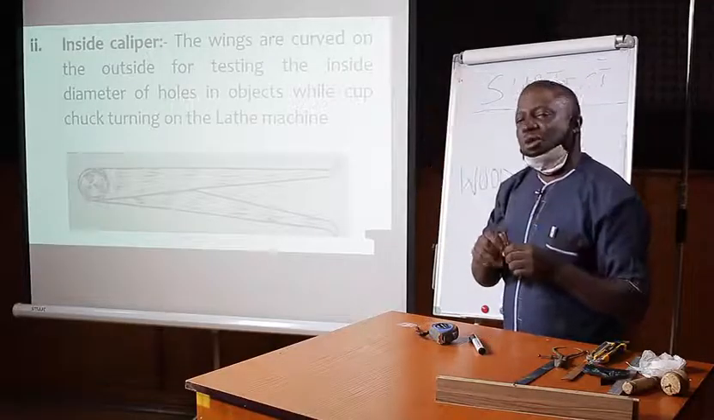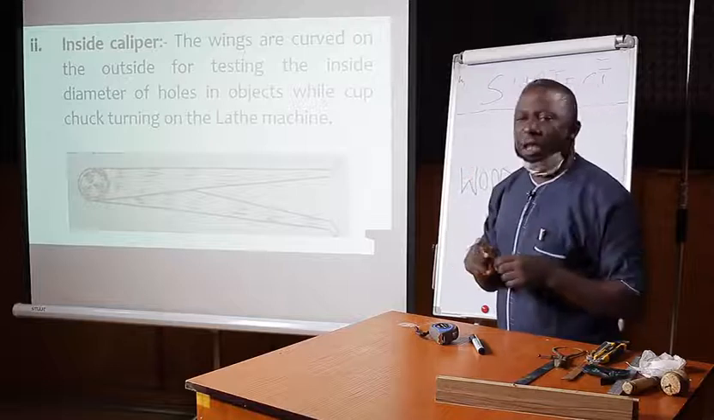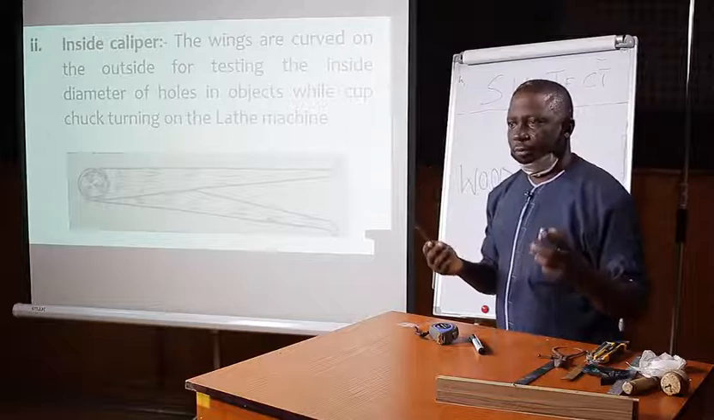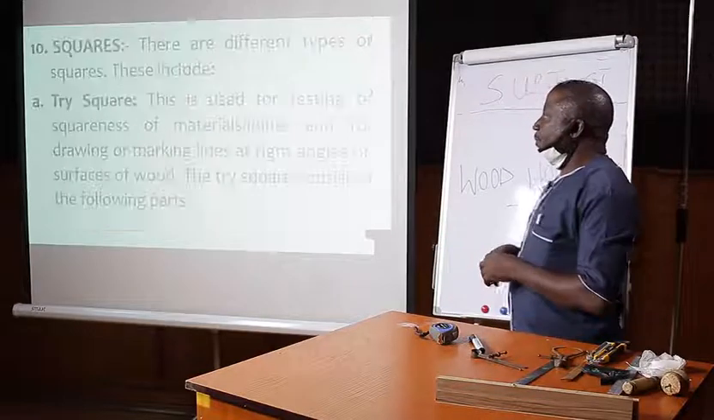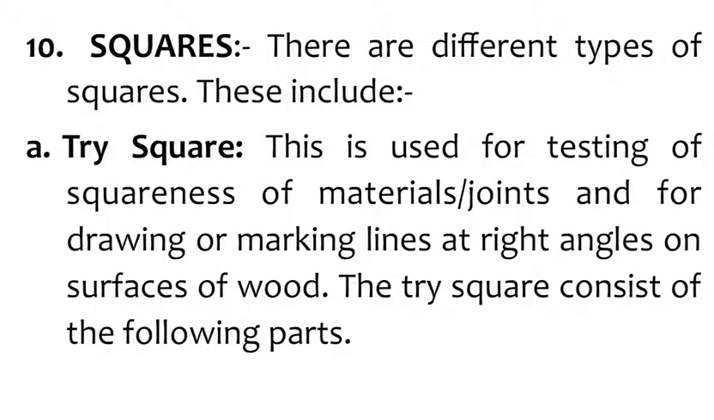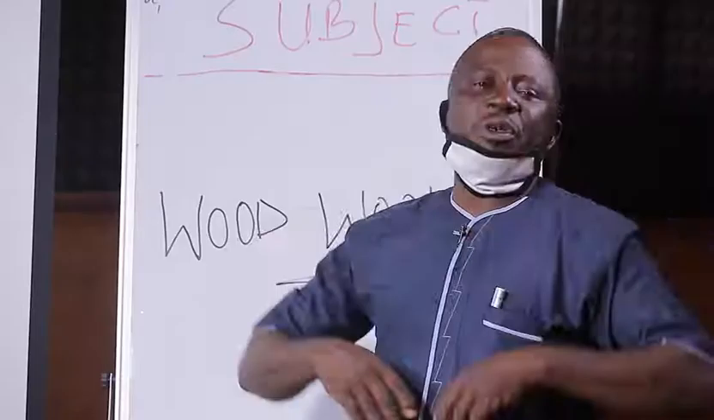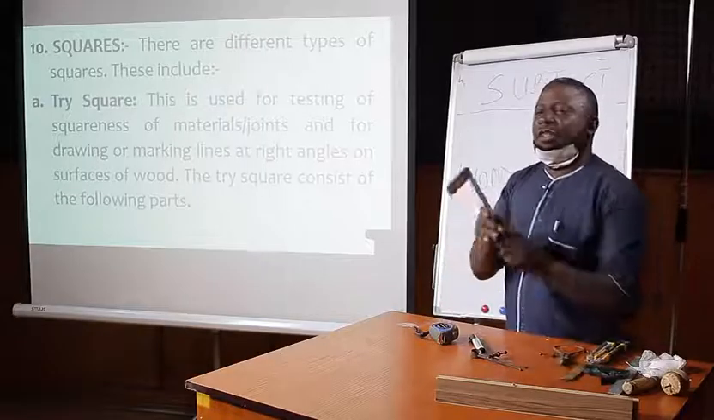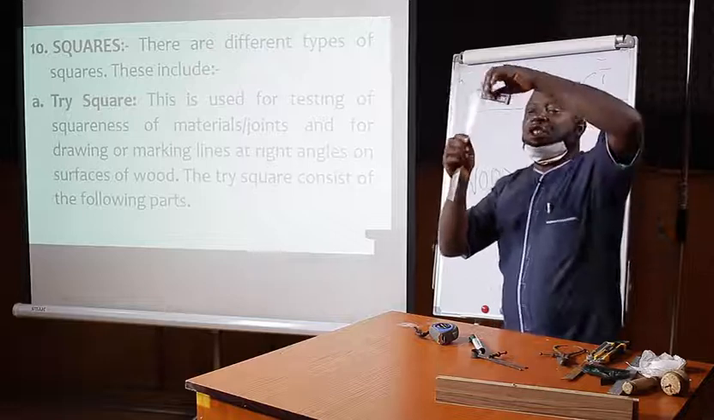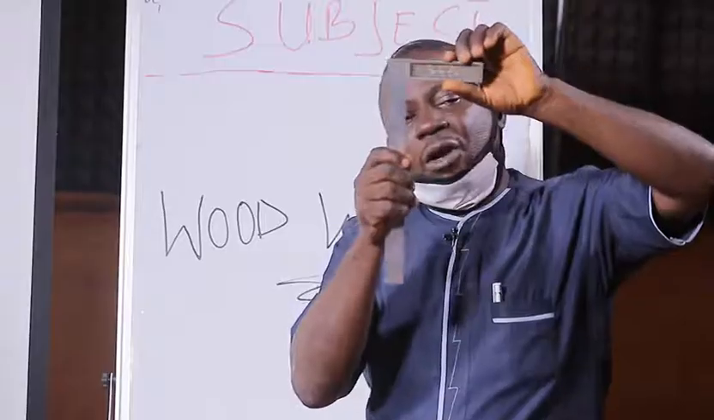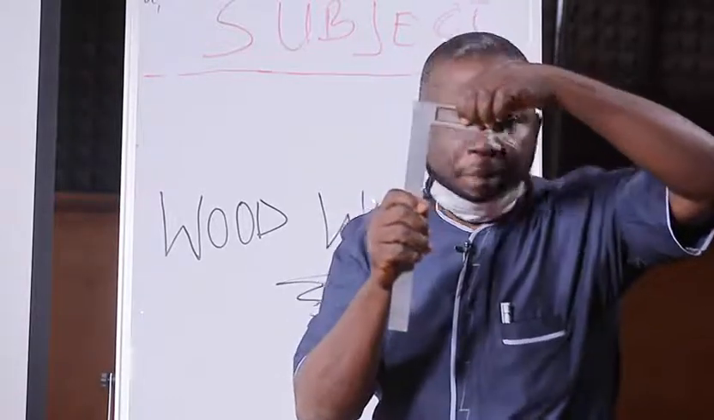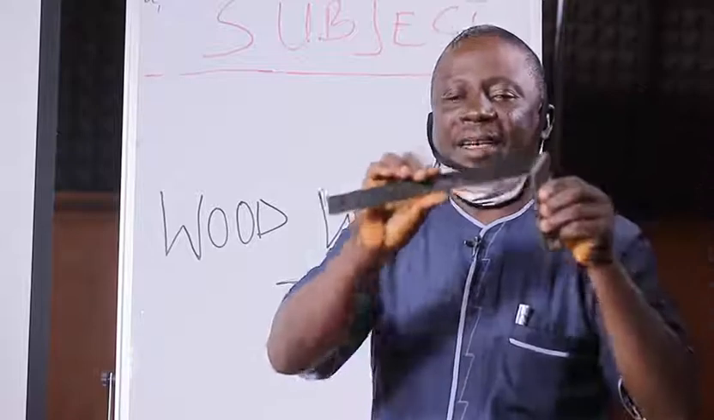That is the work. It is used when you are doing turning operations, especially when you are turning vases, trays, cups, and whatnot. Okay. Now the next is the squares. There are different types of squares. These include, one, the tri-square, which everybody knows. A tri-square has the stock and the blade. Some of the stocks are made of wood, some are made of metal, of steel, and then a graduated blade.